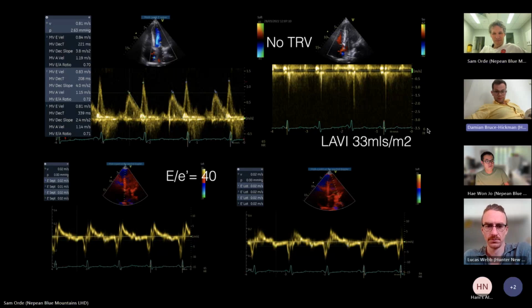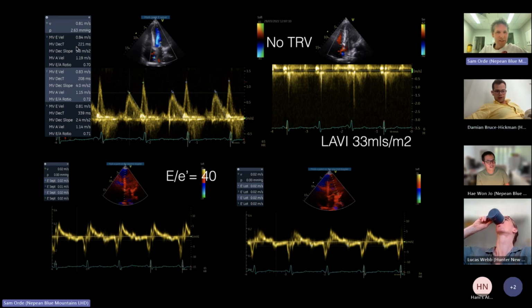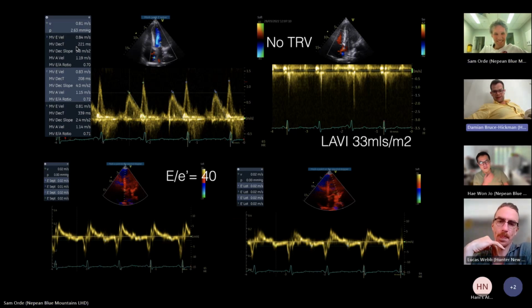I'm on a bit of a small screen, so I'm just going to try and zoom in. Oh, I can read it out to you. So that looks like there's a fairly prolonged deceleration time, just looking at the shape of it on the top left. Sorry, I've got a 340 and a 220 measured there. Oh, beautiful. I'll take the 340. Looks fairly long. And then the A wave's much bigger than the E wave, so you've got reversal of the inflow pattern.